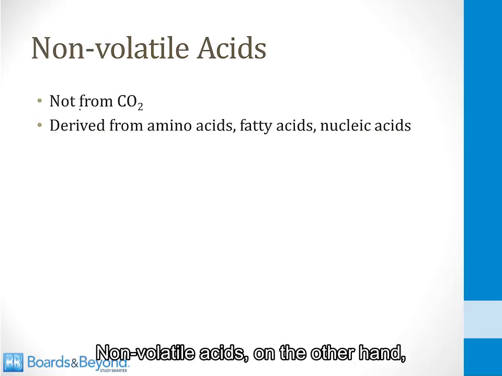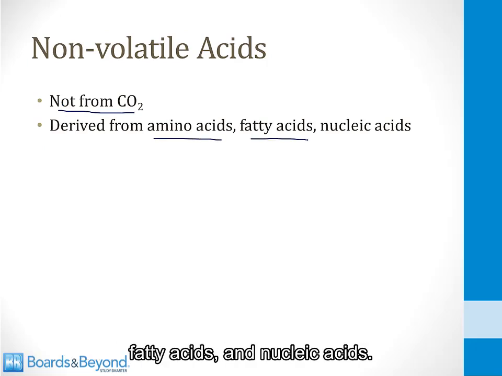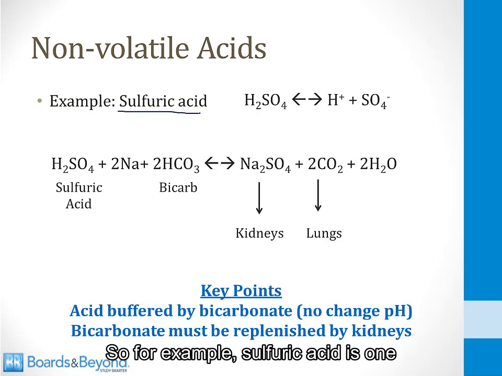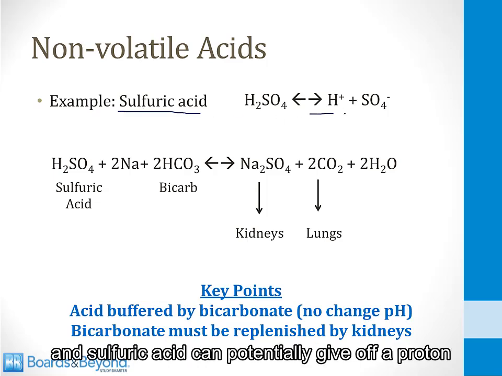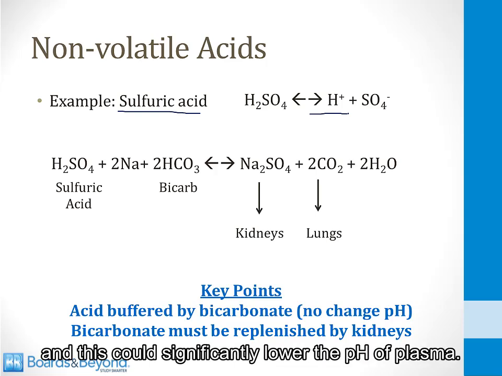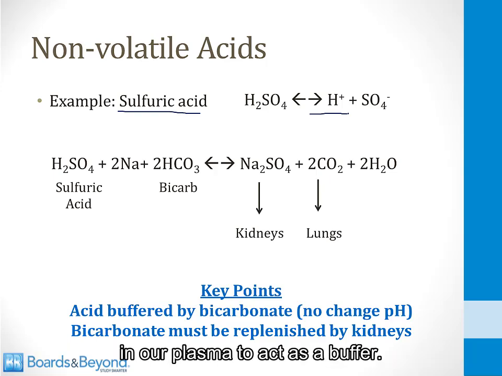Non-volatile acids, on the other hand, are not produced from carbon dioxide. They are derived from the metabolism of amino acids, fatty acids, and nucleic acids. So, for example, sulfuric acid is one of the non-volatile acids produced from metabolism, and sulfuric acid can potentially give off a proton, and this could significantly lower the pH of plasma, but this doesn't happen because we have bicarbonate in our plasma to act as a buffer.